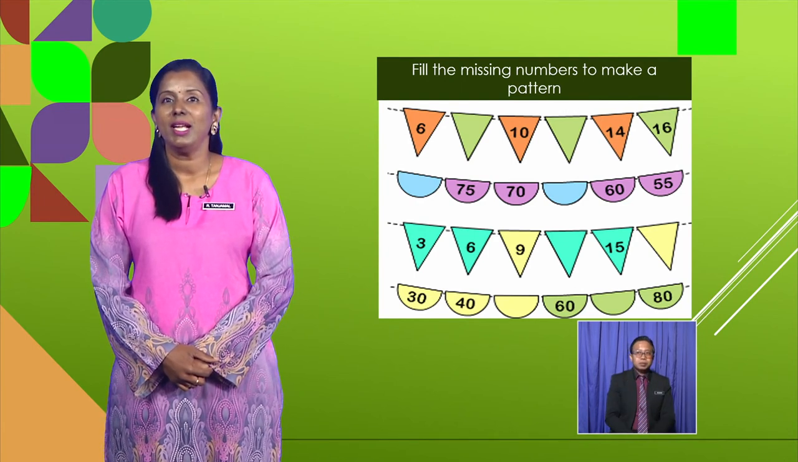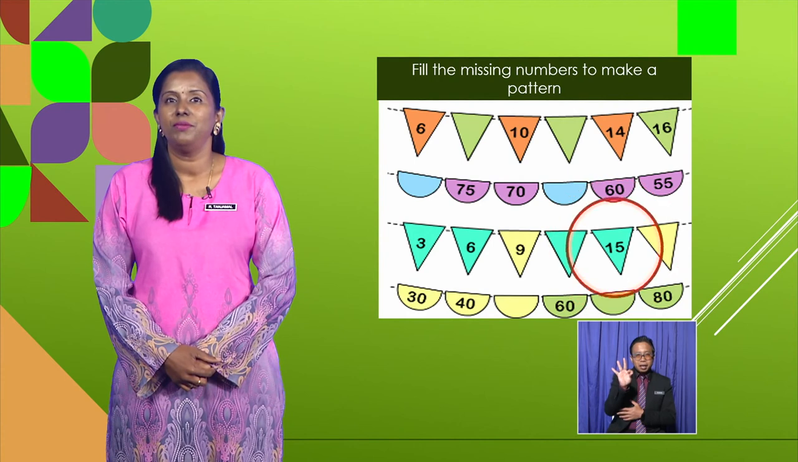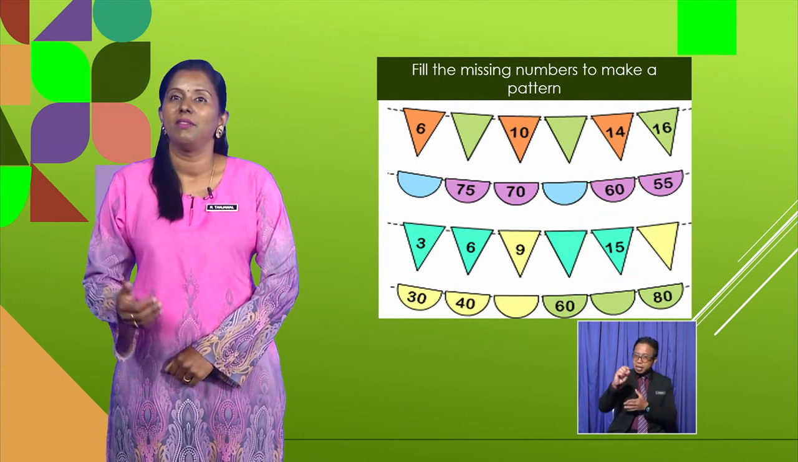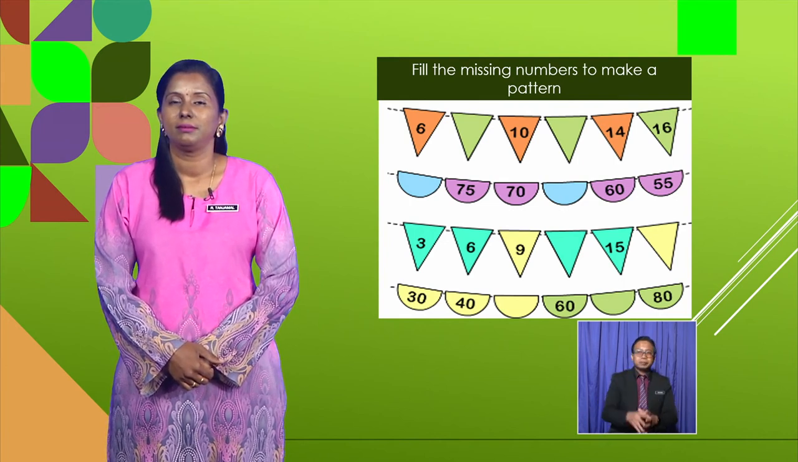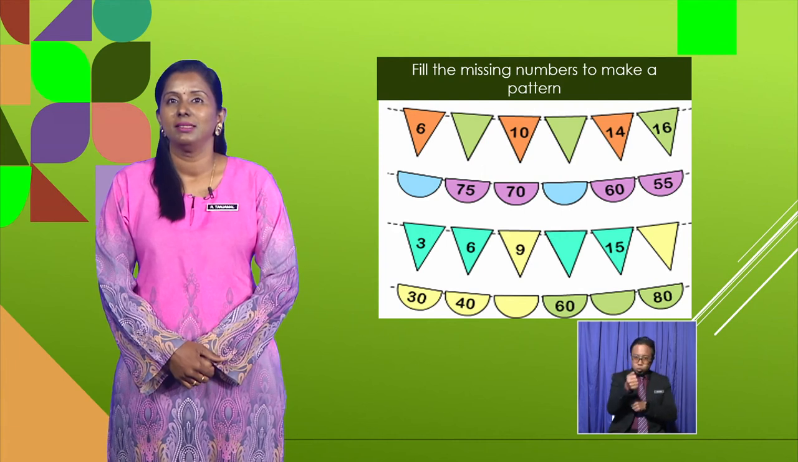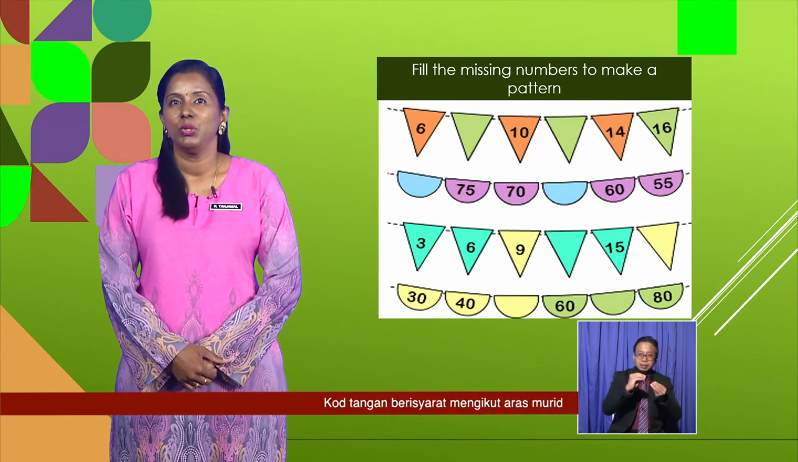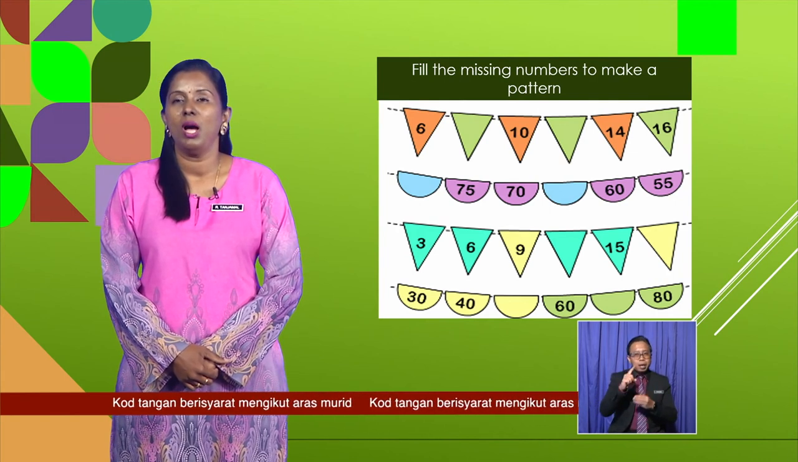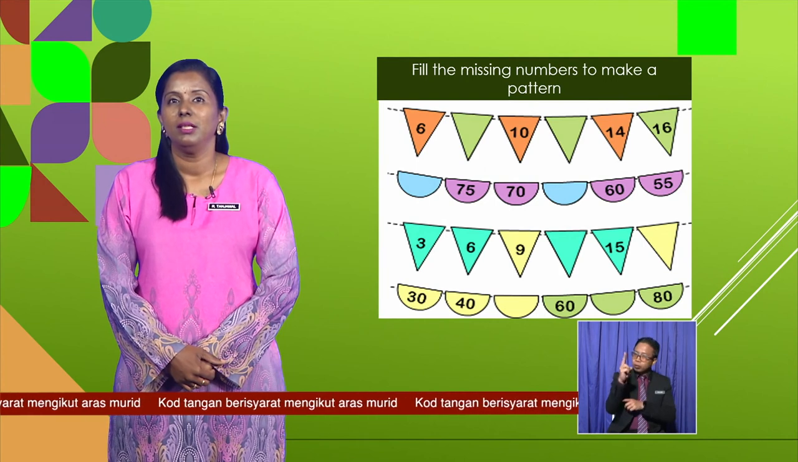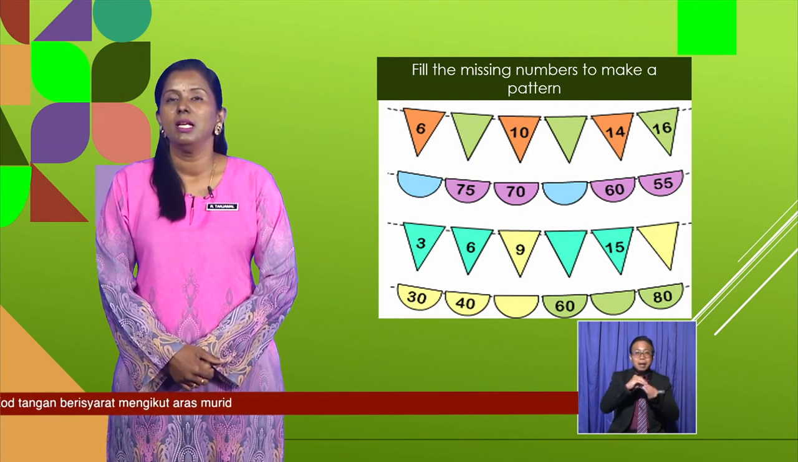Yes. What are the numbers in the third question? Great. There are 3, 6, 9 and 15. What is the next number after 9? Correct. It is 12. How did you got the answer? Exactly. You need to count on in 3s to get the next number. So, when you add 3, your answer will be 12. Now, we can understand that this number pattern is count on in 3s.